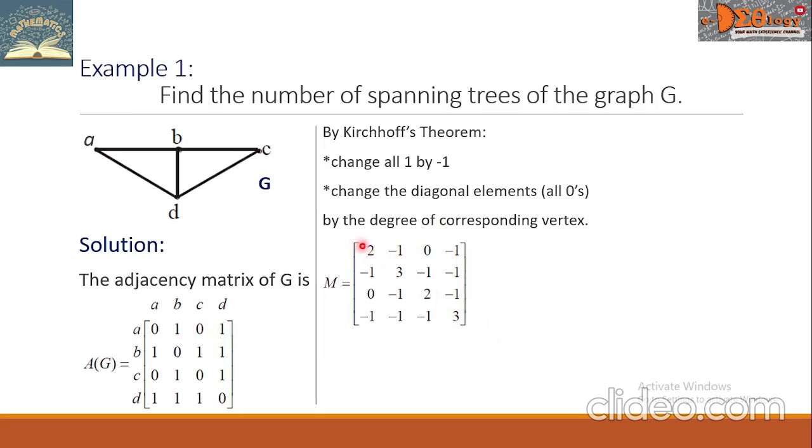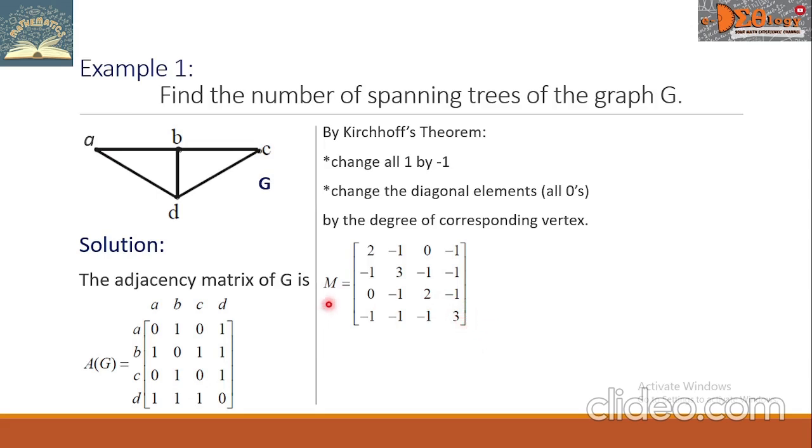Look at the diagonal. The first 0 here in the diagonal corresponds to the degree of A. So we write here 2. The 0 here is the degree of B, so we write 3. The 0 in here means the degree of C, and we write here 2. And we write here 3 for the degree of vertex D.